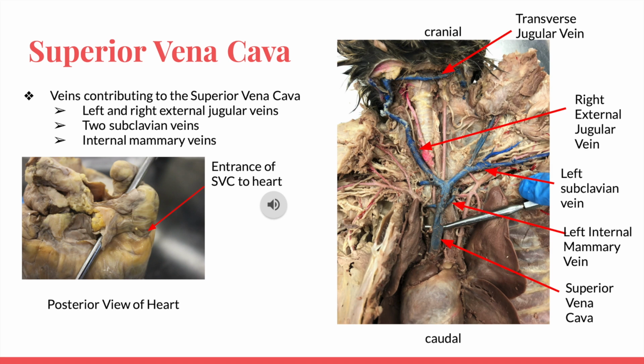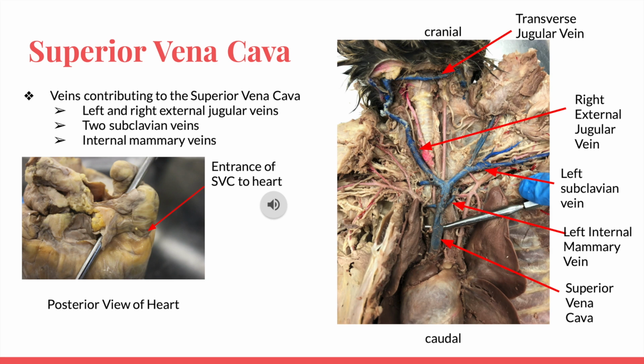The first vein that we're going to be looking at is the superior vena cava. The superior vena cava is a major vein that brings deoxygenated blood back to the heart. When the blood leaves the superior vena cava, it enters the right atrium of the heart in order to restart the process of becoming oxygenated and sent back throughout the body through the aorta, which we'll talk about later.